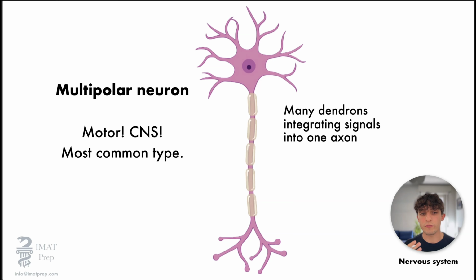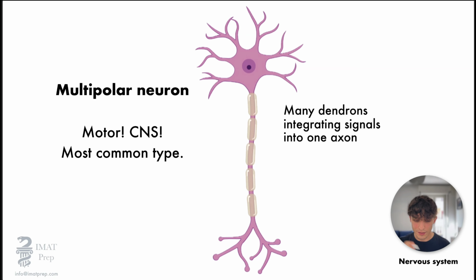We said that these were very important in motor neurons, but they are also very abundant in the central nervous system. So this is the most common type of neuron, and mostly when we labeled neurons and when we introduced neurons, we have talked about multipolar neurons.